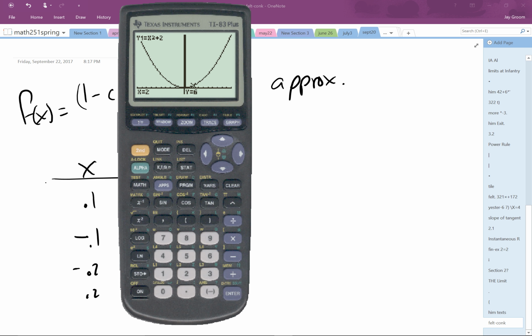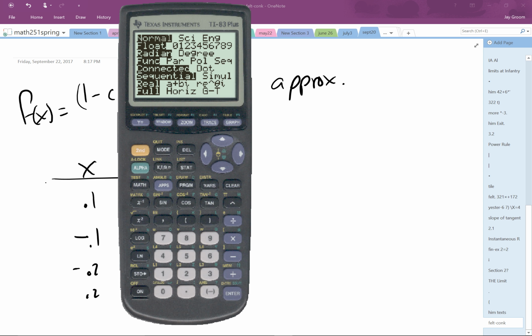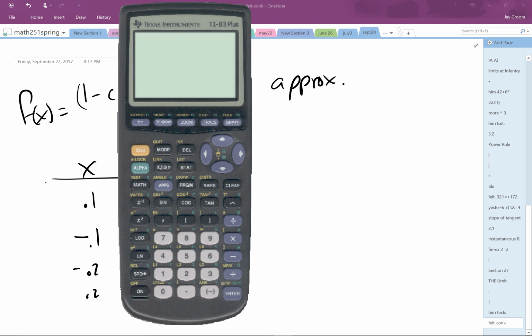So go to here, y equals, clear that, parentheses 1 minus cosine of x divided by x. Make sure that you are in the mode that you want. We want radians. That's true. Now go to the table.